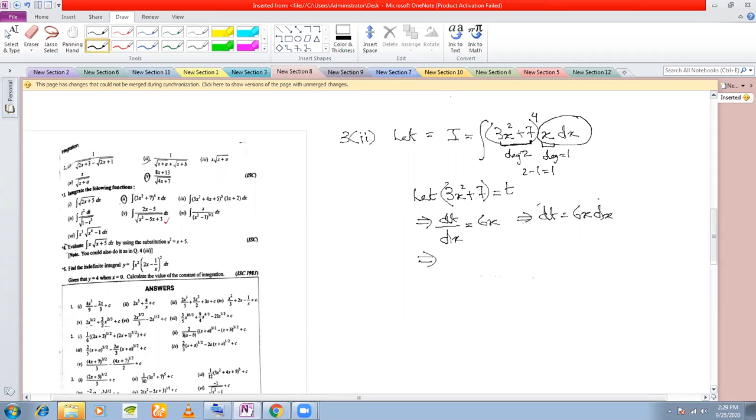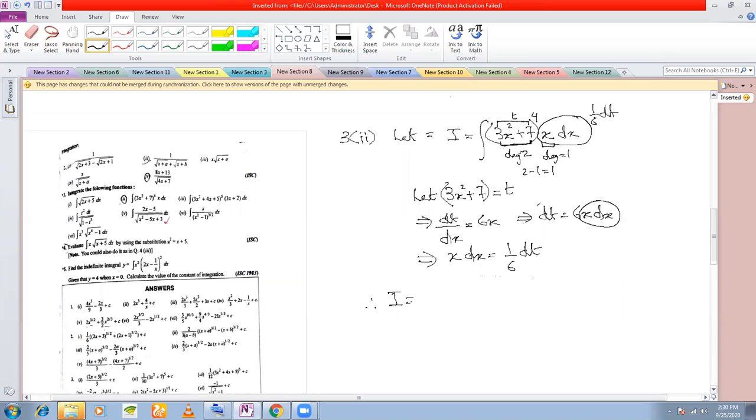So what you do is, x dx you can separate here. So you get x dx is equal to 1/6 dt. Okay, so this becomes what? 1/6 dt. And this inside the bracket, what have you assumed this to be? t. So therefore, what do you get?